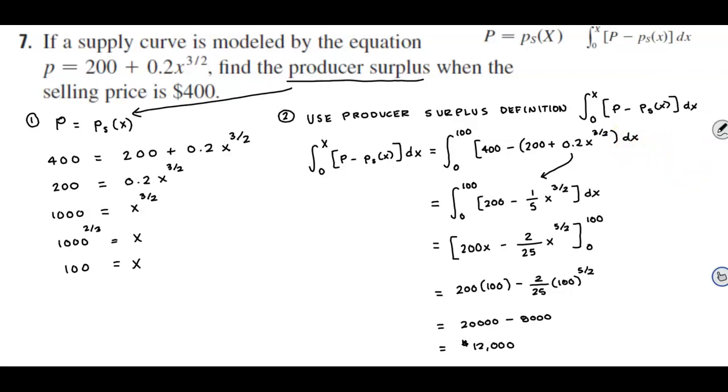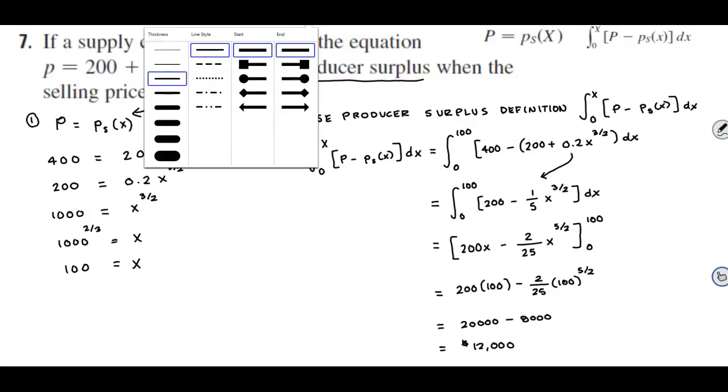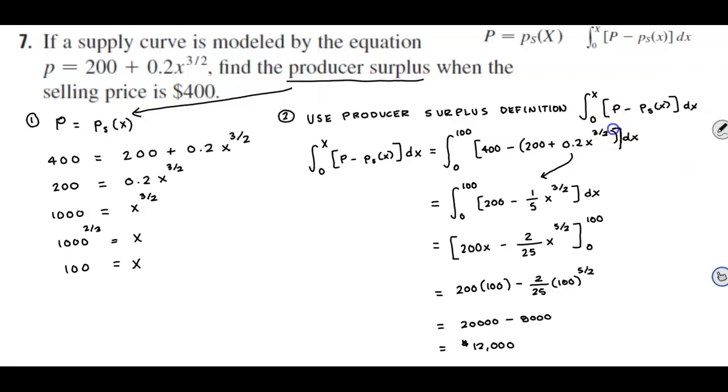Then we will combine like terms by distributing the minus sign, and we get 400 minus 200 is 200, and then rewriting 0.2 as a fraction, minus 1/5 x to the 3 halves dx. Rewriting that as a fraction just makes it easier when you take the antiderivative.